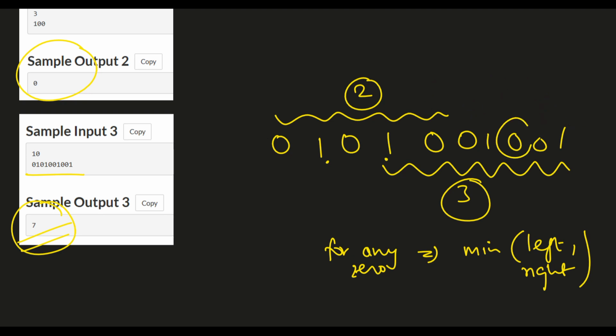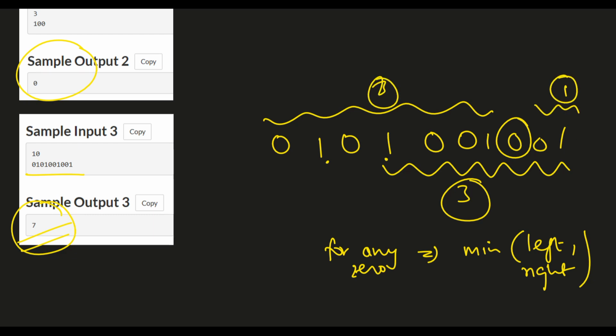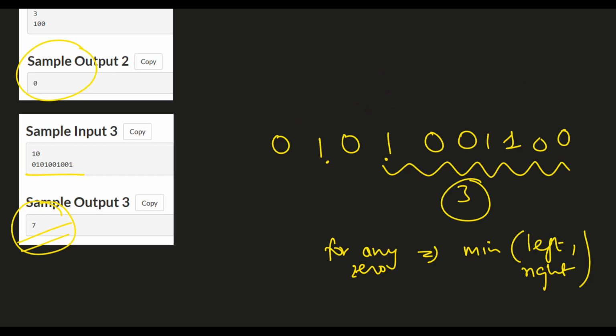Let's say for this 0, what is the optimal solution? There are 3 ones here and there is only 1 here. In this case, the optimal move for this 0 would be to the right side. If it moves to the right side, then this one will come on the left side. So how many places did it move? I can say this 0 moved by 1 place, and the 1 moved by 2 places.